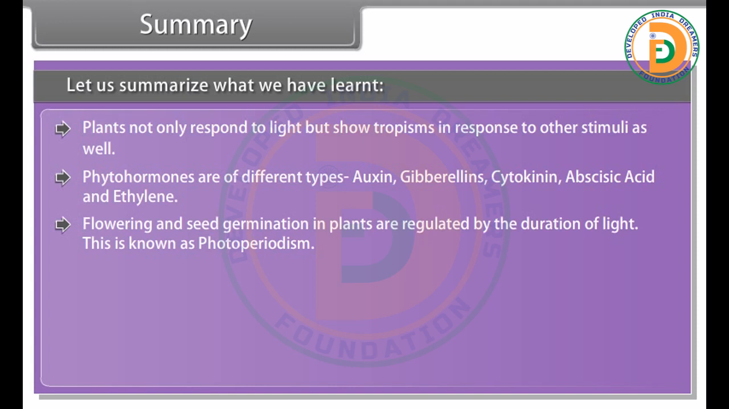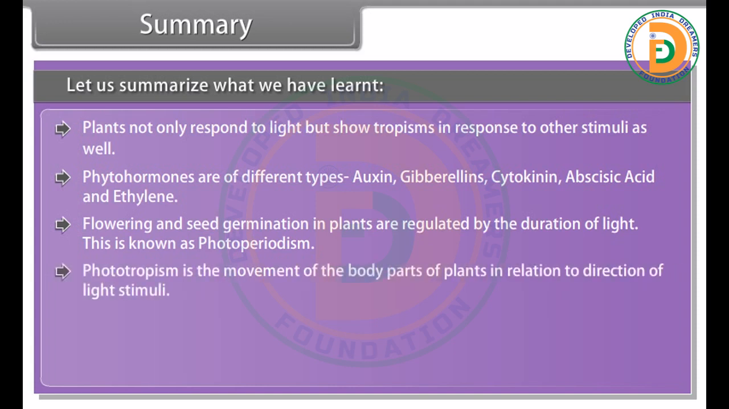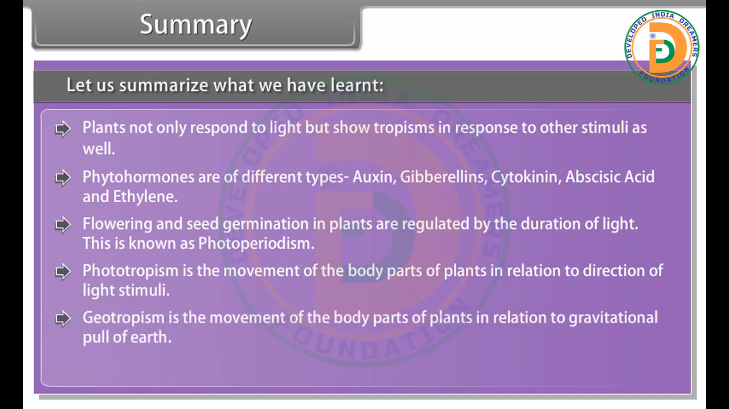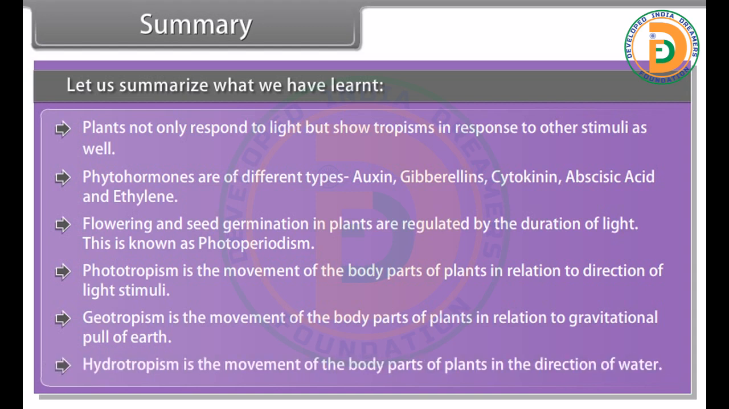This is known as photoperiodism. Phototropism is the movement of the body parts of plants in relation to direction of light stimuli. Geotropism is the movement of the body parts of plants in relation to gravitational pull of the earth. Hydrotropism is the movement of the body parts of plants in the direction of water.